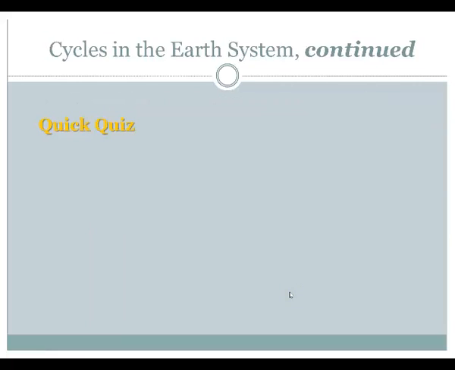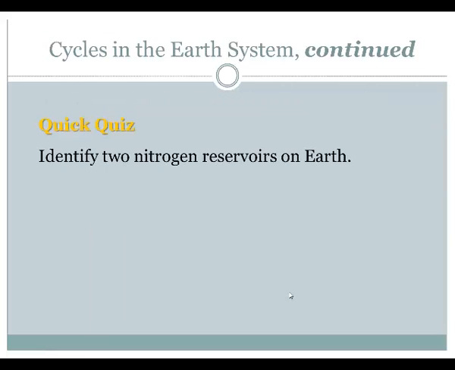So, quick quiz. Identify two nitrogen reservoirs on Earth. Remember, a reservoir is a place where matter or energy is housed.